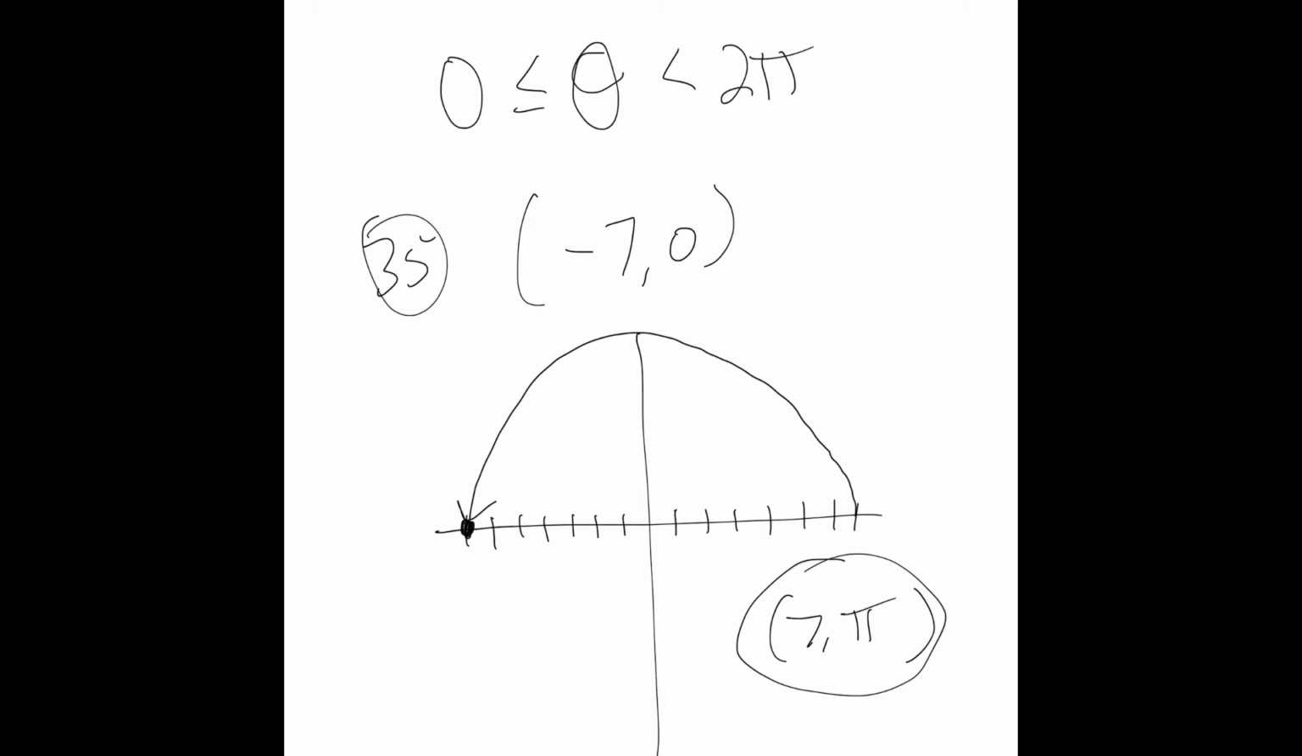Okay, the other answer would be if the radius is negative 7. The radian can equal 0. That's what this says up here, that theta is greater than or equal to 0. So this would be my other one.